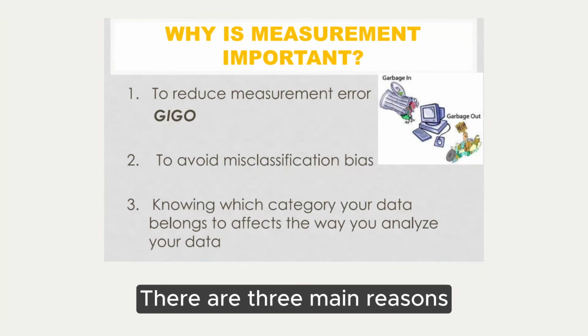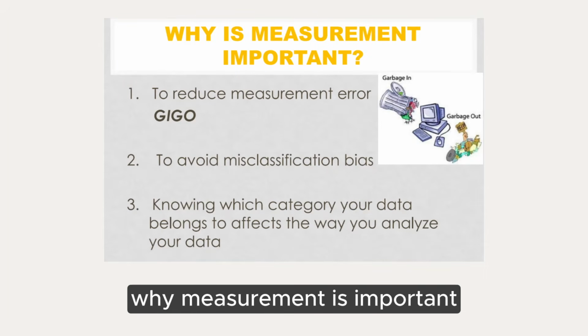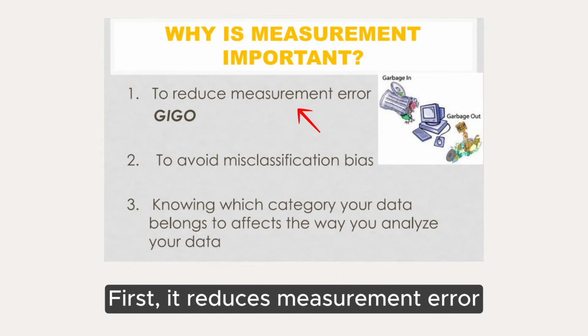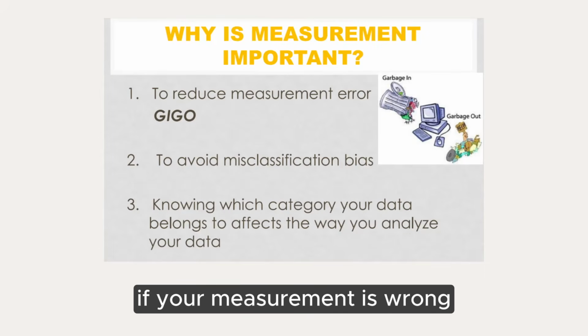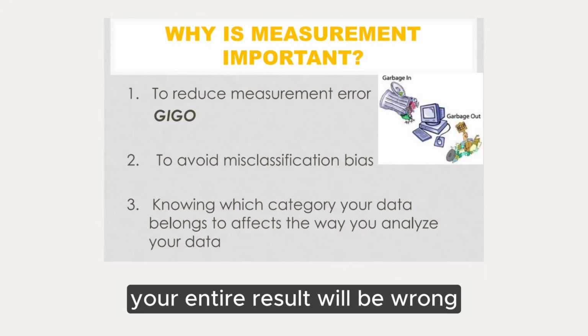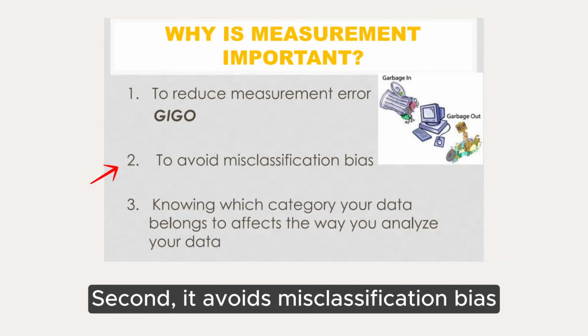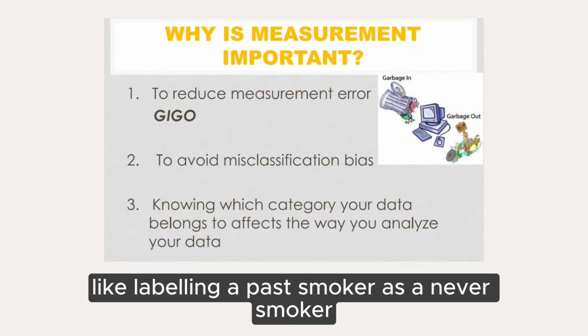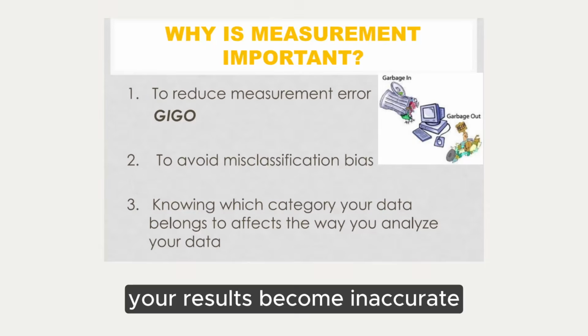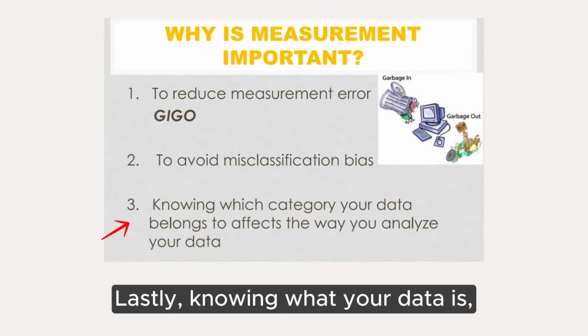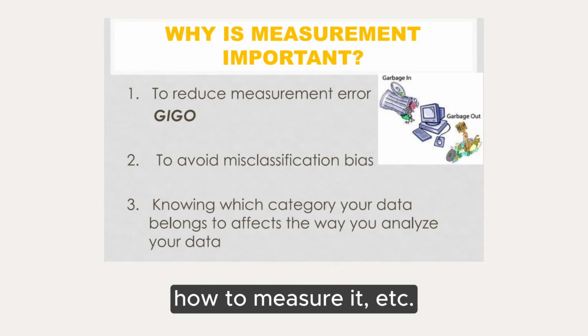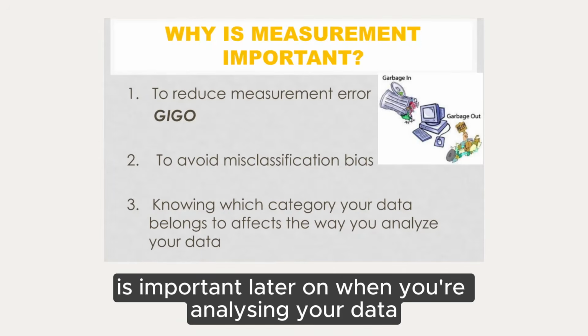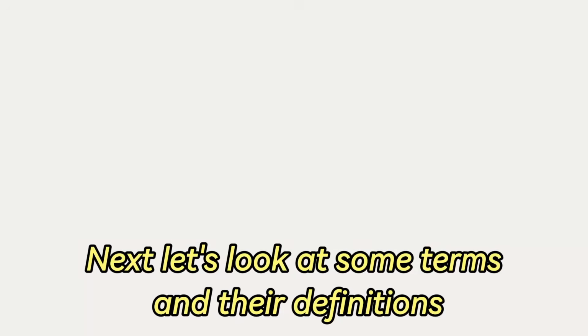There are three main reasons why measurement is important. First, it reduces measurement error. If your measurement is wrong, your entire result will be wrong. Second, it avoids misclassification bias. If you put someone in the wrong category, like labeling a past smoker as a never smoker, your results become inaccurate. Lastly, knowing what your data is, how to measure it, etc., is important later on when you're analyzing your data. Next, let's look at some terms and their definitions.